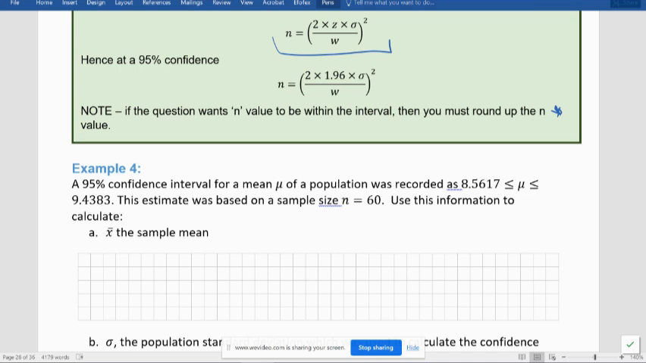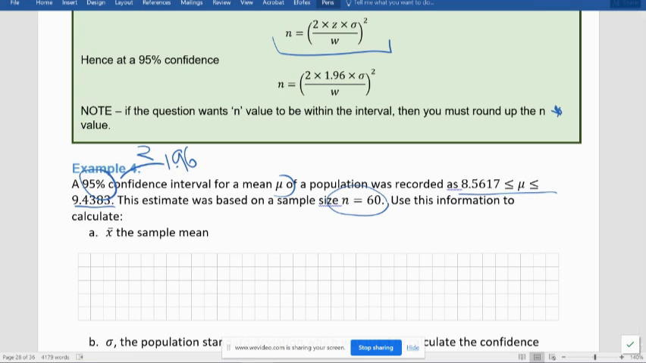So in this example 4, you'll see that we want a 95% confidence interval. So we know we're going to have a z value of 1.96. We want to find the true mean. We can't do that, but we're going to find an interval. Oh, they've already given it. There we go. They've actually given us the interval. This estimate was based on a sample size of 60. Use this information to calculate the sample mean.